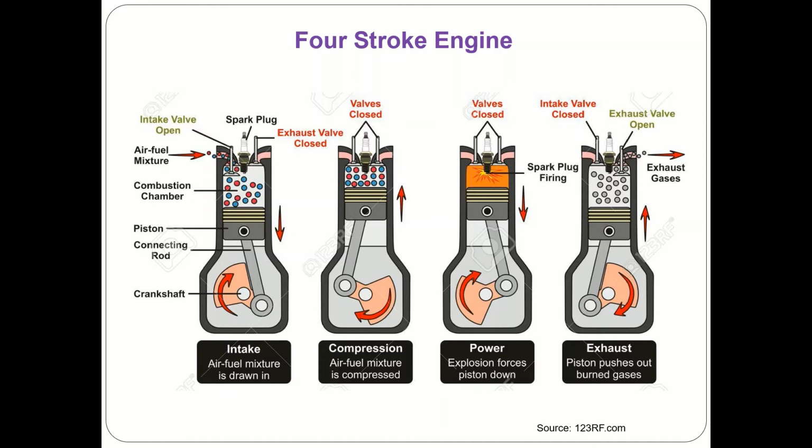Now here, since we have individual strokes, there is very less possibility of the fresh charge going along with the exhaust, and that is the reason why we say that the 4-stroke engines are more efficient as compared to 2-stroke engines. In case of 2-stroke engines, as I told you earlier, there are chances that some fresh charge may move along with the exhaust and pollute the environment, but that is very less in case of 4-stroke engines. So 4-stroke engines are more efficient and less polluting.